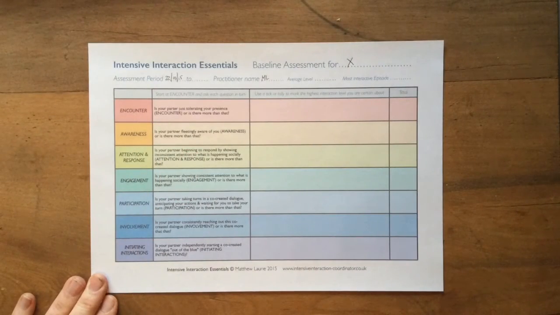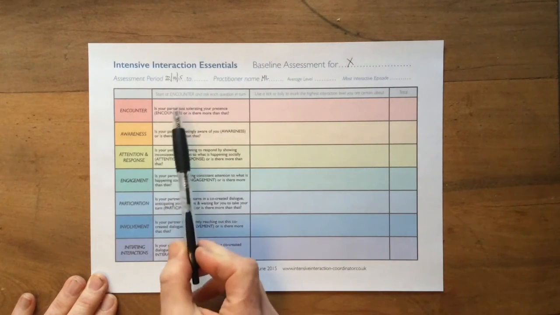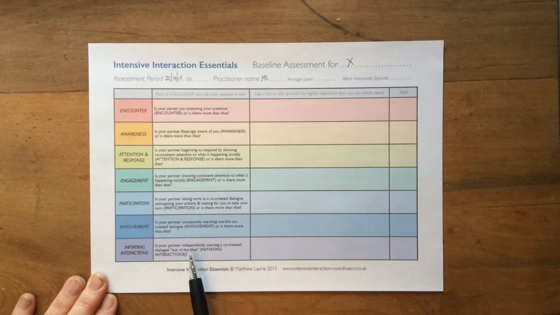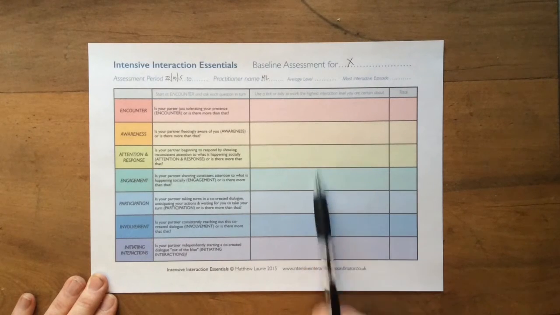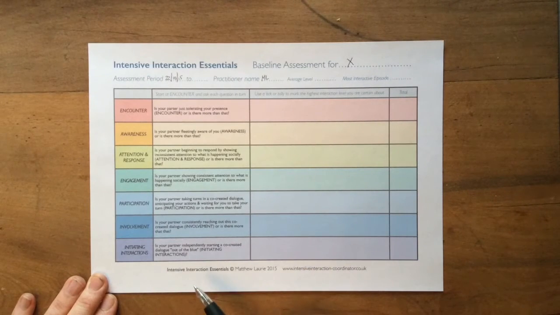So the first question would be this: was my partner just tolerating my presence, or was there more than that? So the level of encounter would be that you're just in the same space as the person that you're interacting with, but they're not really showing you any awareness. So thinking of the video that we just watched, I think we could agree that there is more than that.